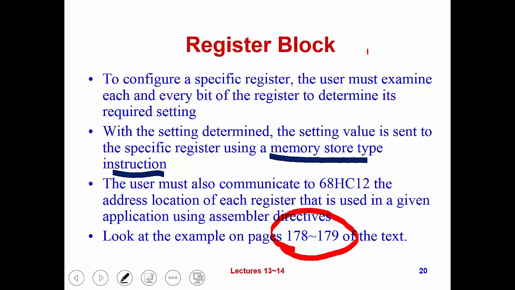10000000 at the memory location 0062. So the memory location 0062 is actually the ATD control register 2. When you make the leftmost bit 1, according to the design of the microcontroller, that's going to turn on the ATD conversion system.